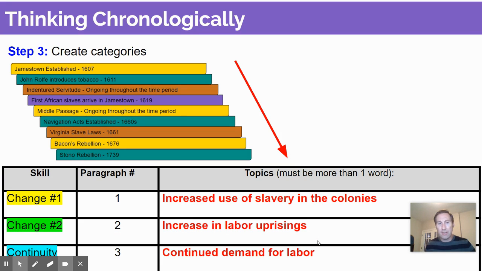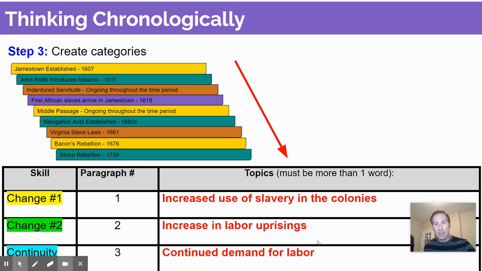So ultimately, I'm going to take those ideas and turn them into the basis of a thesis. When I set up, I'm going to have my two changes. My first change is going to be my A argument. My second change is going to be my B argument. And then my continuity is going to be my X or complexity argument. So it might look something like this.